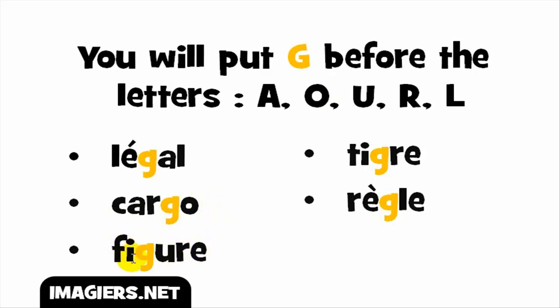Next example, you've got this vowel E, and then you've got the vowel U here. So remember, G, U will give you the sound g, okay? So you get the word figure, okay? Next example, E here, and then R. So remember, if you've got this G letter combined with R, you will get the sound gr, okay? You get the word tigre, okay? And the last one, G plus L. So you get gl, règle, okay? So let's see them one more time.